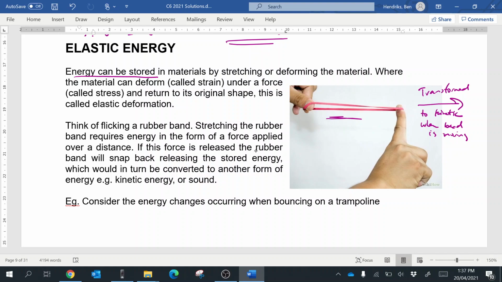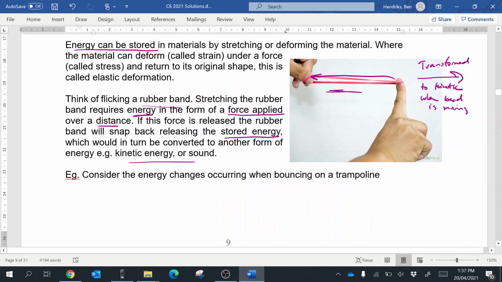So here it is. Think of flicking a rubber band. Stretching the rubber band requires energy in the form of a force applied over a distance. So we've applied a force in this direction over some distance. If this force is released, so if you let it go, the rubber band will snap back, releasing the stored energy, which will in turn be converted to another form of energy, like sound or heat.